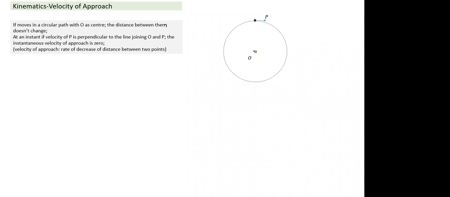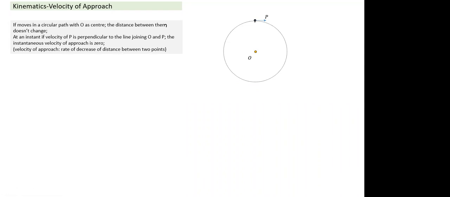So I'll generalize this statement. Distance not changing means what? I can say, at any instant, if the velocity of P is perpendicular to the line joining O and P, then the instantaneous velocity of approach is 0. What does velocity of approach mean? Velocity of approach is the rate of decrease of distance between 2 points.